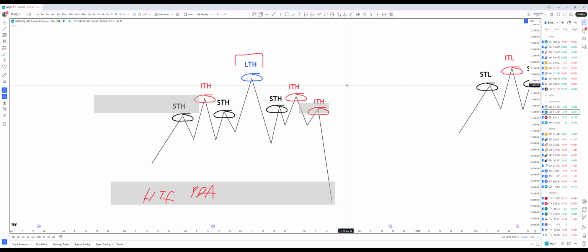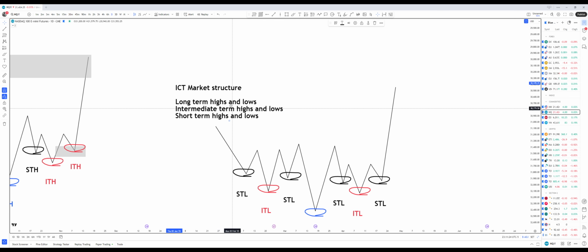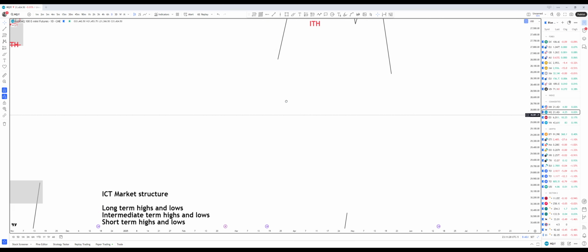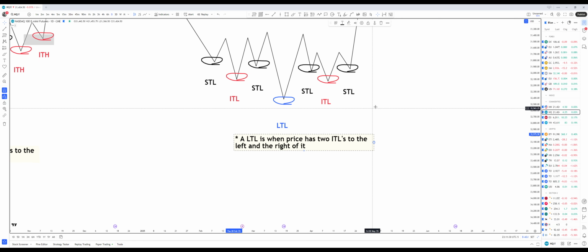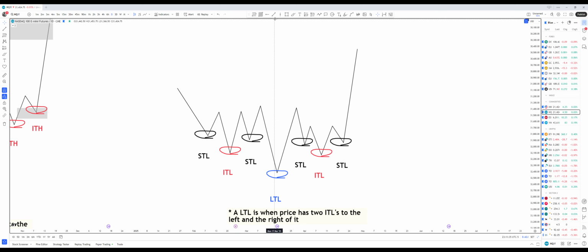So this is when you have to align things with the higher time frame, bias, liquidity and time. The same thing with the long term low is going to be, we are going to have an intermediate term low to the left and an intermediate term low to the right of it.